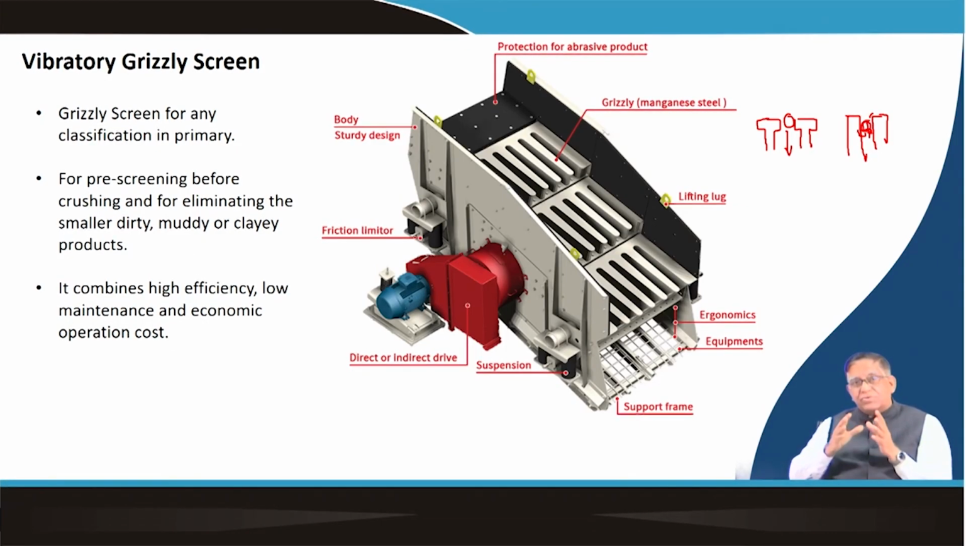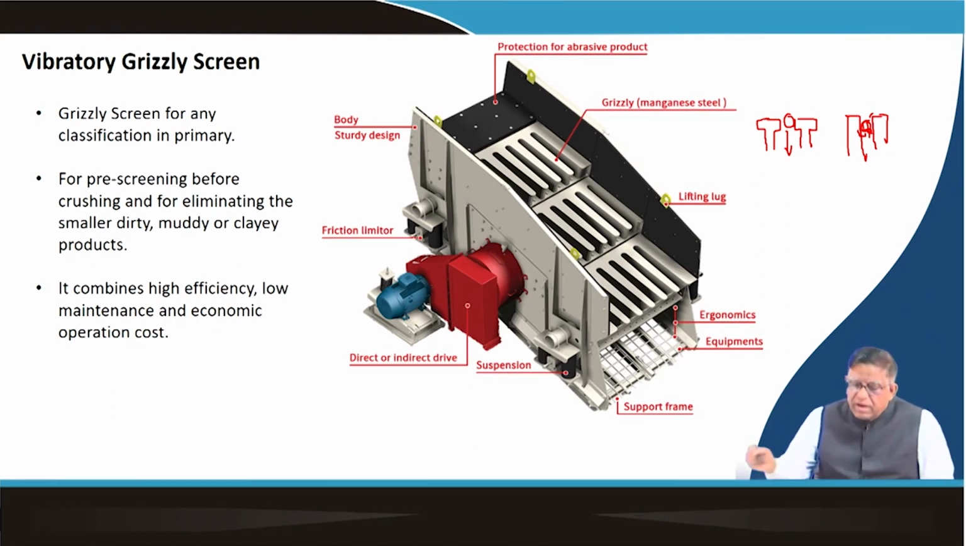Now, that means why it is given with a manganese steel, that means it will be much more wear resistant and very strong, because when a big rock comes and falls over there, there is a chance of damage, that is why it needs to be very robust.